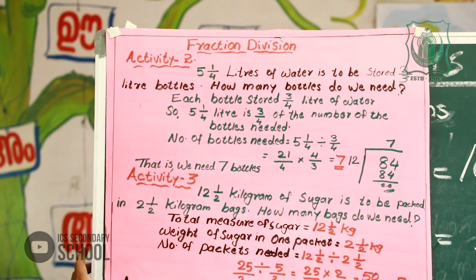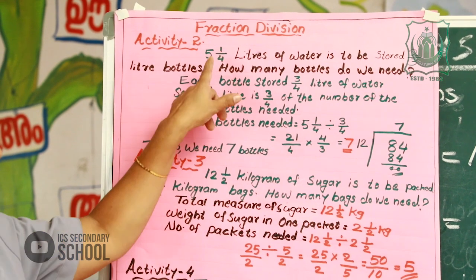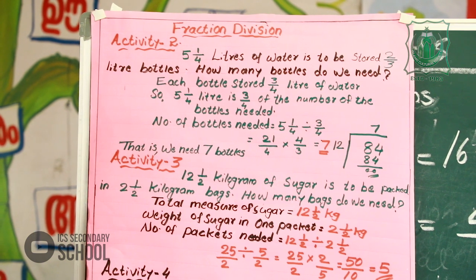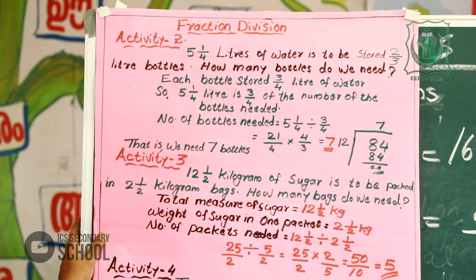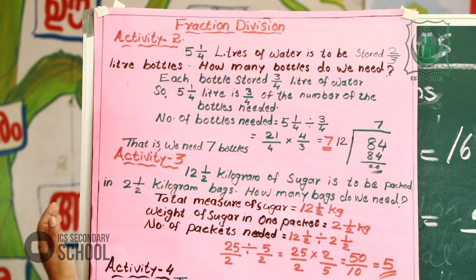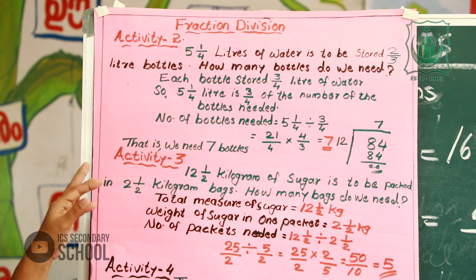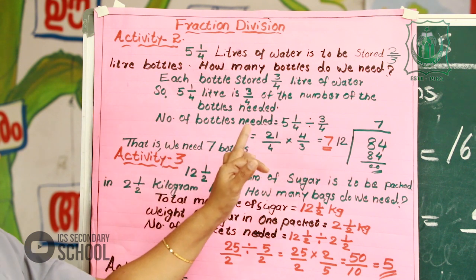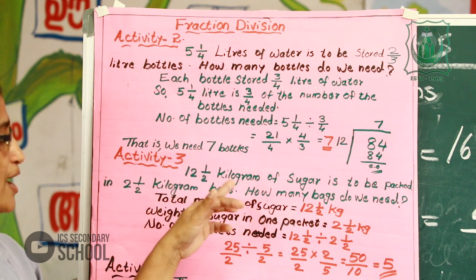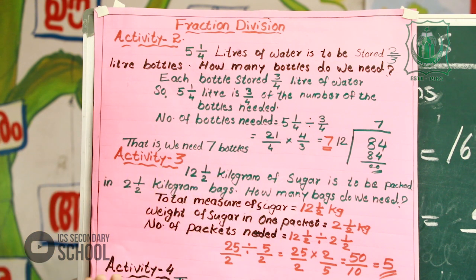Listen. Fraction division, activity 2. 5 1 by 4 liters of water is to be stored in 2 by 3 liter bottles. How many bottles do we need? Each bottle stores 3 by 4 liter of water. So the number of bottles needed is 21 by 4 divided by 3 by 4, which is 21 by 4 into 4 by 3, which is 7.